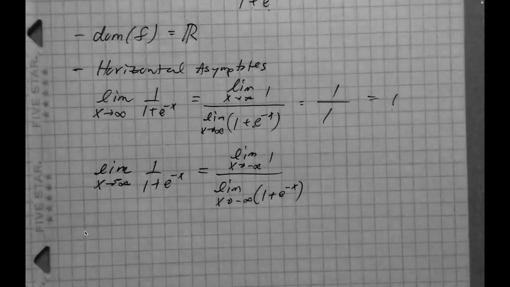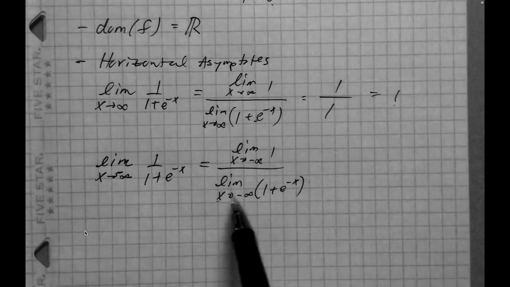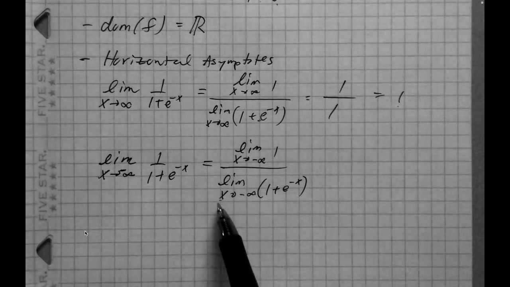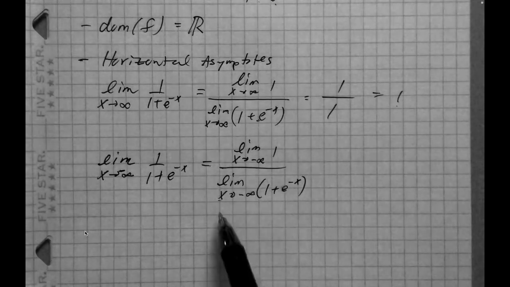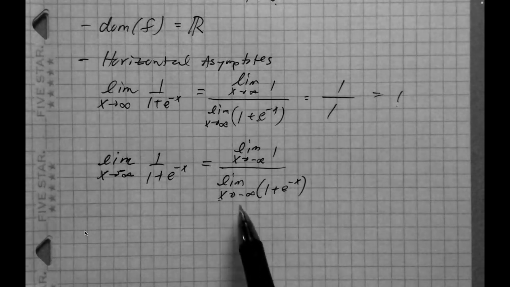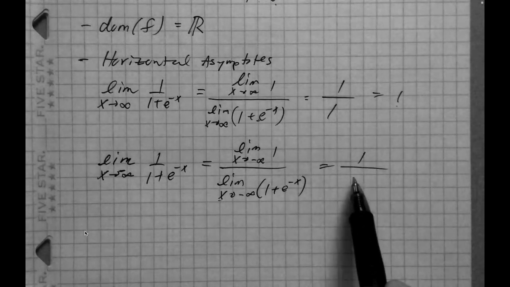Okay, now this time, x is approaching negative infinity, so it's heading further out on the left side of the real number line, right? So these are all negative values. So the top stays the same as in the previous case.